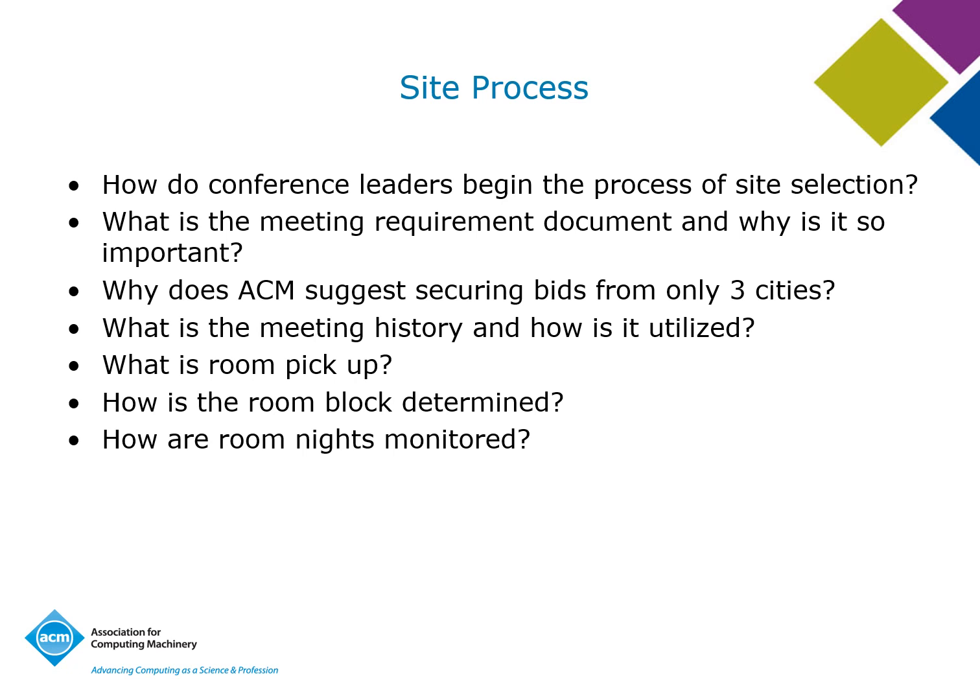What is the meeting requirement document and why is it so important? The meeting requirement document is a snapshot of the conference. It is broken down into three sections. The first is past conference historical data, which ACM will update in this section via the PAF that was submitted. The middle section consists of the current conference year, date, location, and preferred and alternate conference dates.